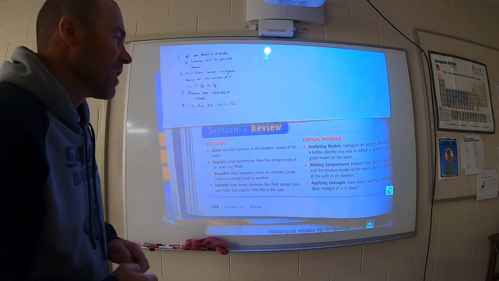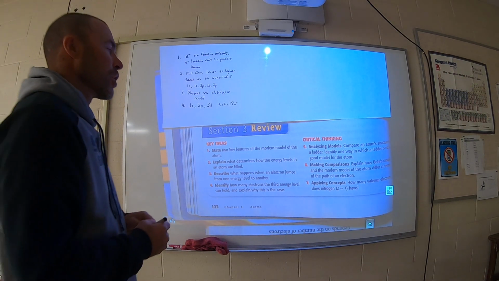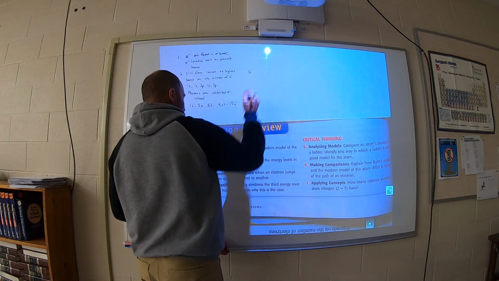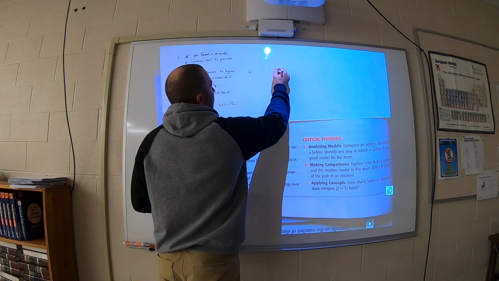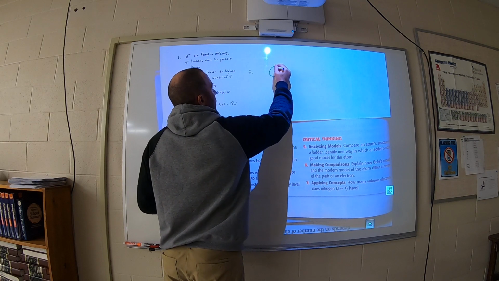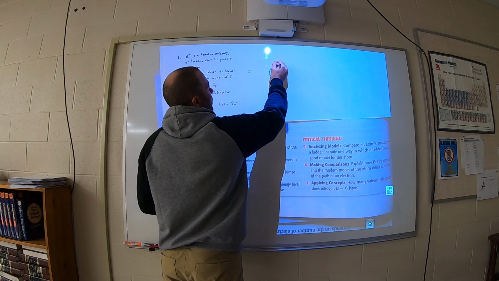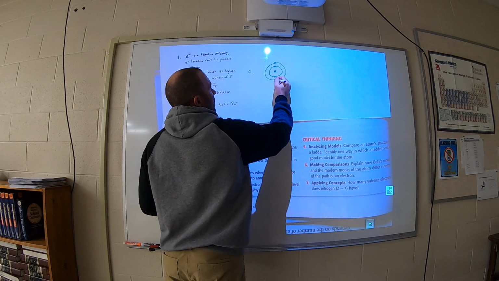Number 6, explain how Bohr's model and the modern model of the atom differ in terms of the path of an electron. Well, Bohr's model was this idea. Let me get a different pen that works. So we have a nucleus, and then around the nucleus we've got electrons orbiting. Okay, these are the electrons. Then at the second energy level we can have 2 in the first, 8 in the second, and so on.